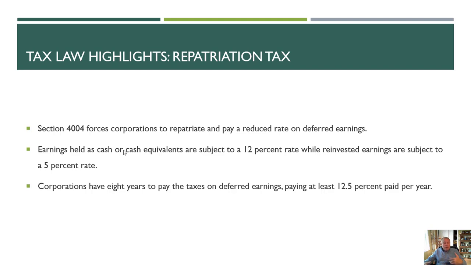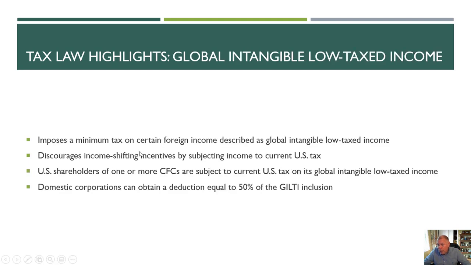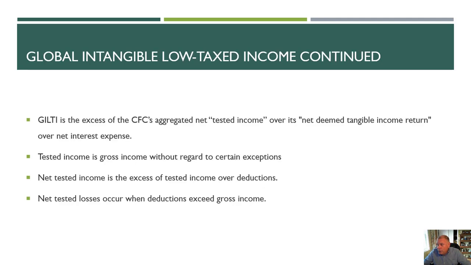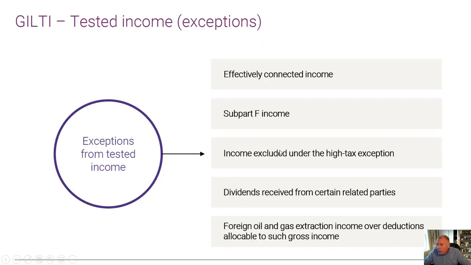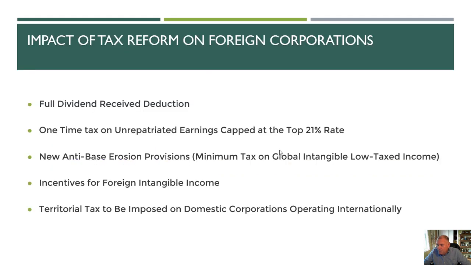So yes, they reduced it, but they're still trying to tax that historical income that had not yet been repatriated back to the U.S. They did impose a tax on certain foreign income. They did discourage income shifting by subjecting income to current U.S. tax. And it gets into a lot of other things that we don't need to do at this point. You can look at it. It's called GILTI, Global Intangible Low Taxed Income. You should just be aware that there's weird things there. We're going to skip that.